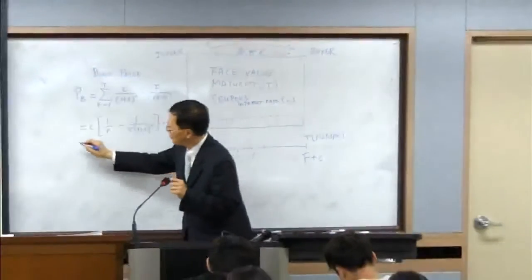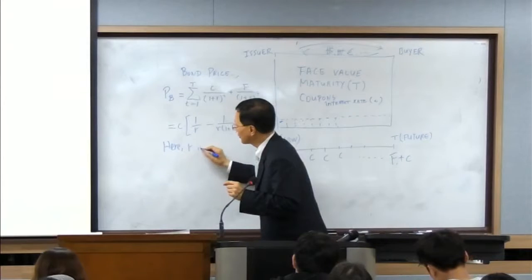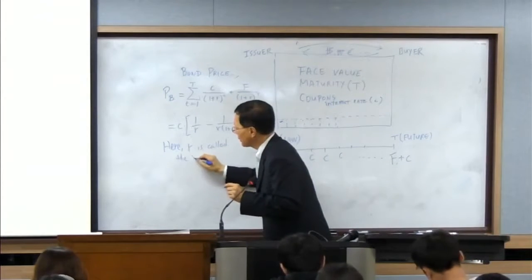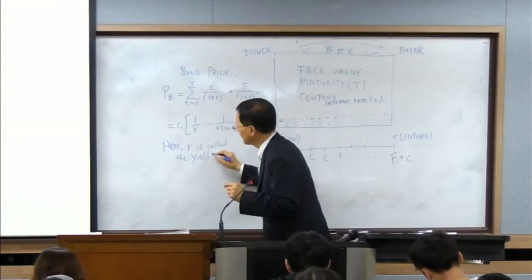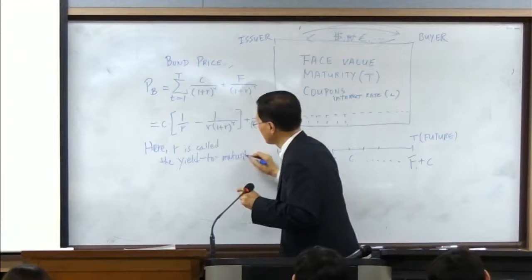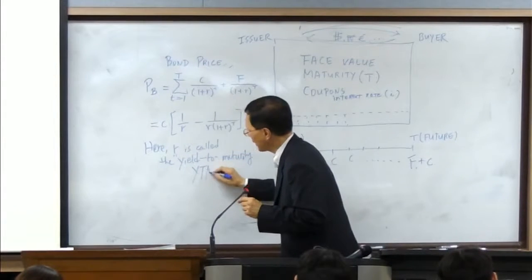And here, R is called the yield to maturity, YTM.